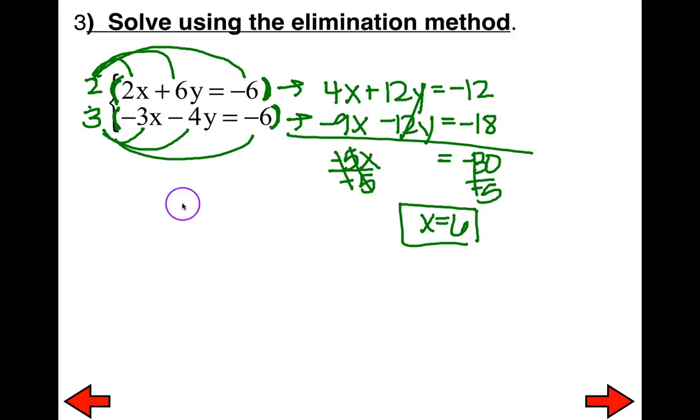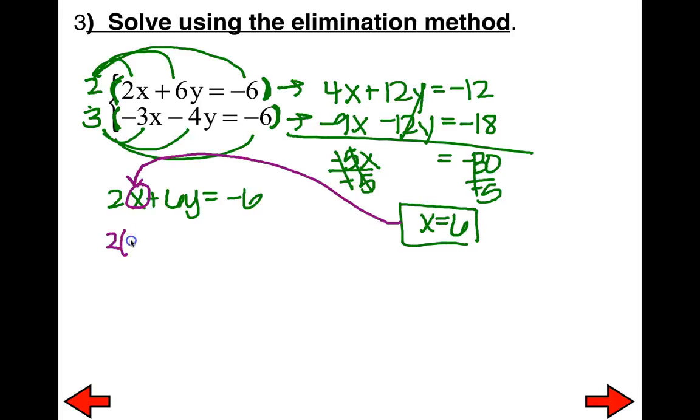Of course, we're not done. We're going to have to plug it back into one of the original equations. So I'm going to go ahead and put 2x plus 6y equals negative 6. We're going to go ahead and take this value and substitute it in just for x. So that leaves me with 2 times 6 plus 6y equals negative 6.